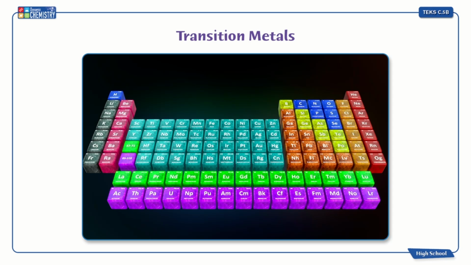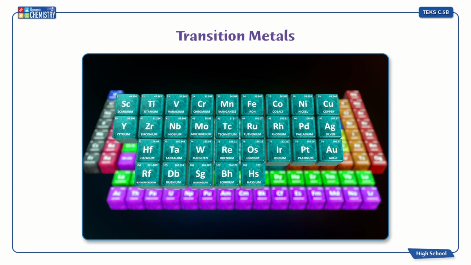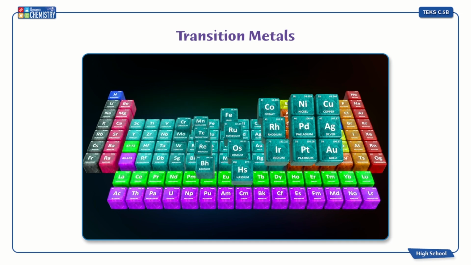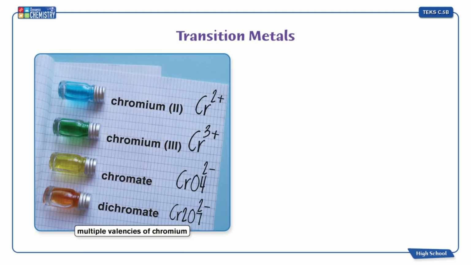Transition metals are in the d block of the periodic table. They have the characteristic properties of metals such as malleability, ductility, and conductivity, but are less reactive than alkali or alkaline earth metals. Transition metals tend to have multiple valences, giving up different numbers of electrons and forming cations. They can form a wide variety of compounds.